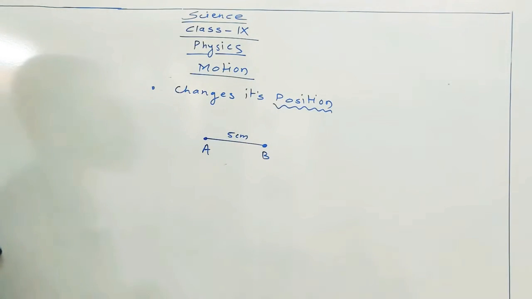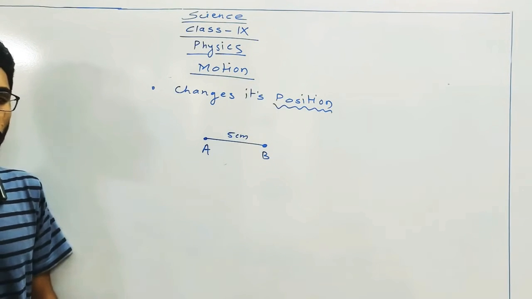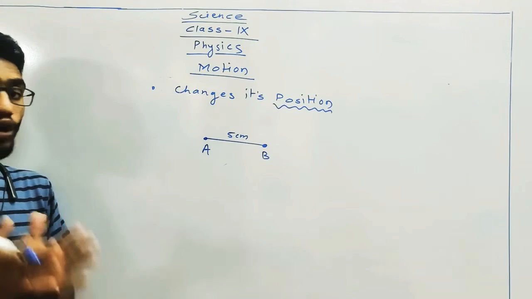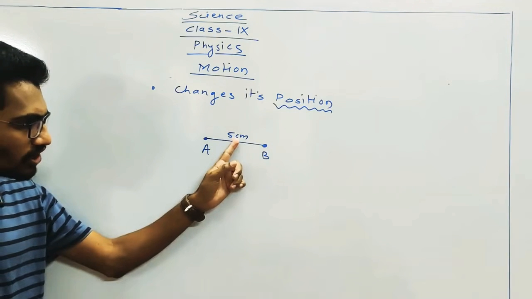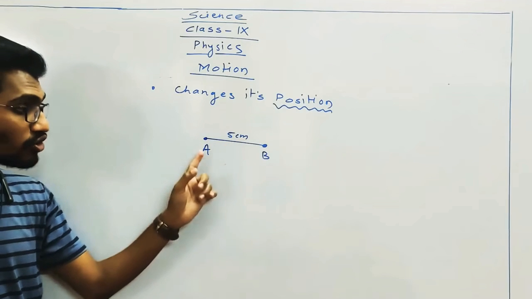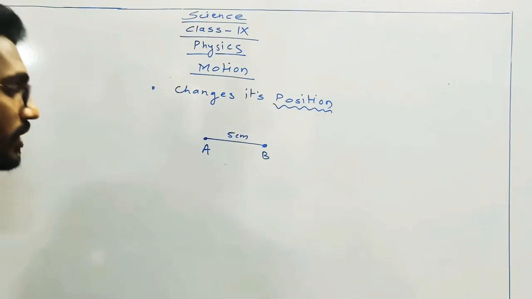Now what is the position of point A? Obviously it is on the whiteboard, but now we can specify the particular position. Your answer must be 5 centimeter away from point B. Yes or no? What is the position of point A? 5 centimeter away from point B.